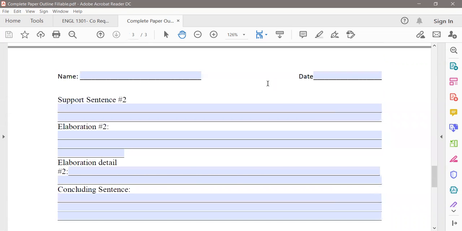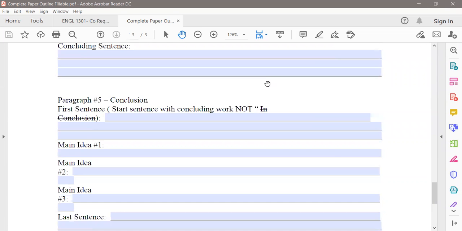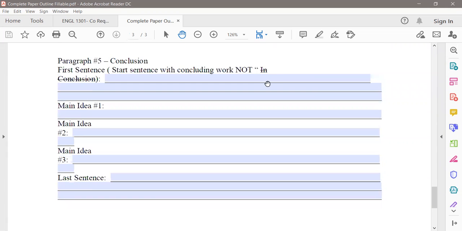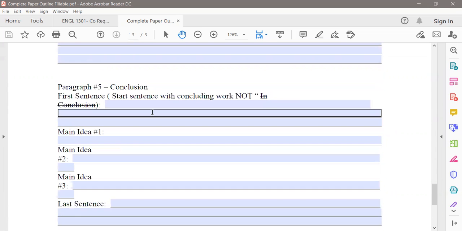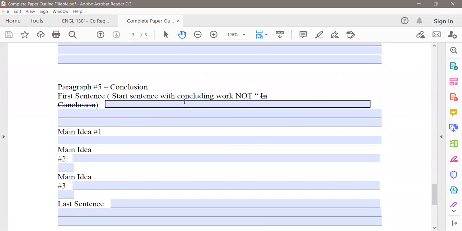The last paragraph is, of course, your conclusion. And for your conclusion paragraph, you're going to want to start this sentence with something like, not like in conclusion. Do not use in conclusion. You're going to start it with something like overall, or some type of concluding word to let us know that you're about to sum up.